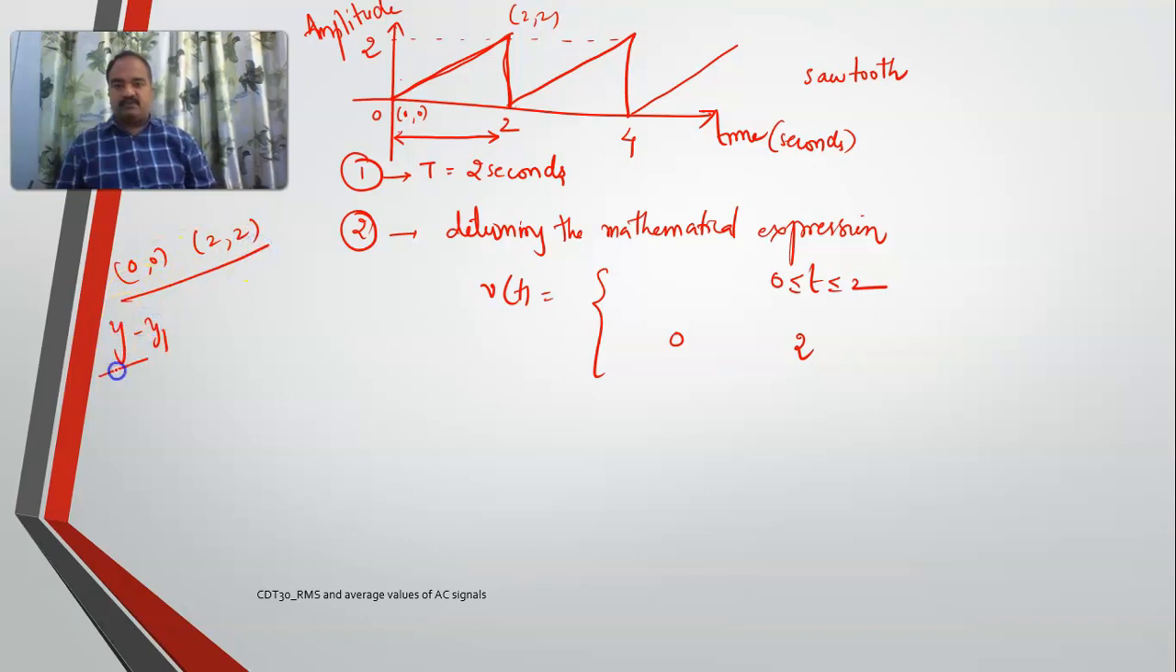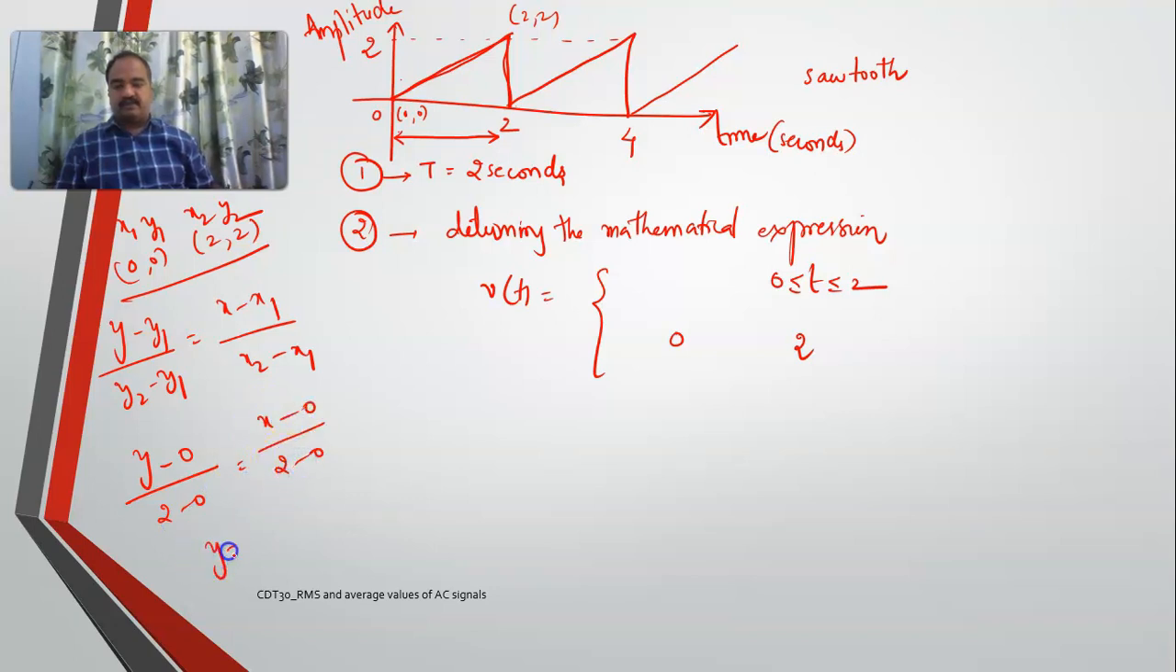You know the equation, y minus y1 by y2 minus y1 is equal to x minus x1 by x2 minus x1. Here, this is x1 y1, this is x2 y2. So this is y minus 0 by 2 minus 0, equal to x minus 0 by 2 minus 0. So I'll get y is equal to x. In this case, the y coordinate is my voltage, the x coordinate is my time. So I'll write it as v is equal to t. This is the mathematical expression which governs these 2 zones.